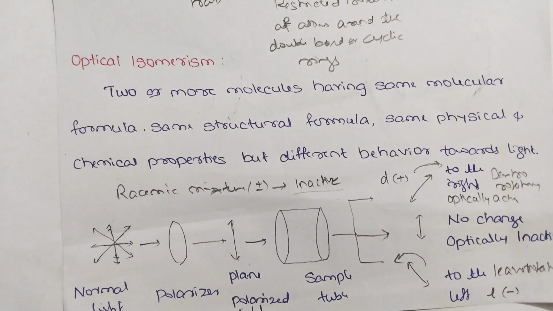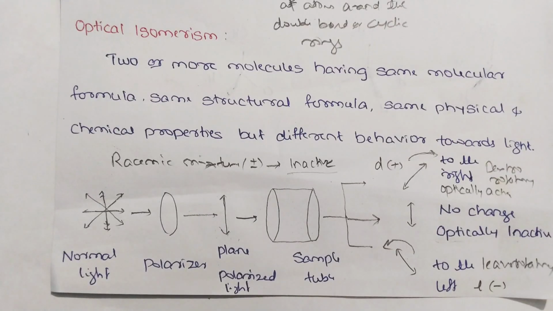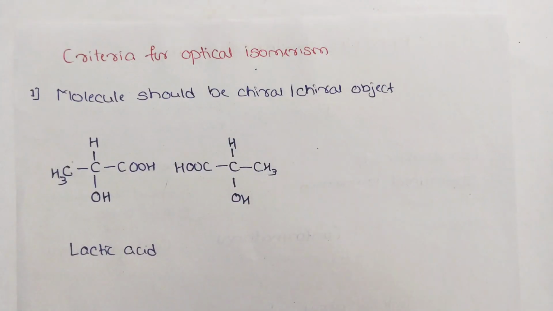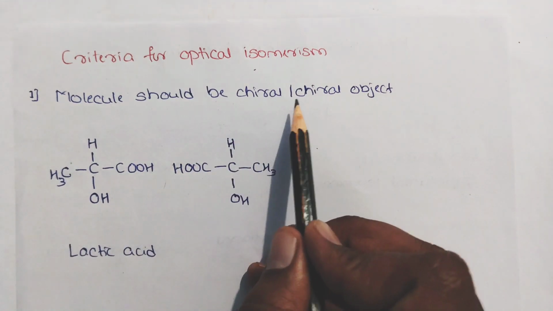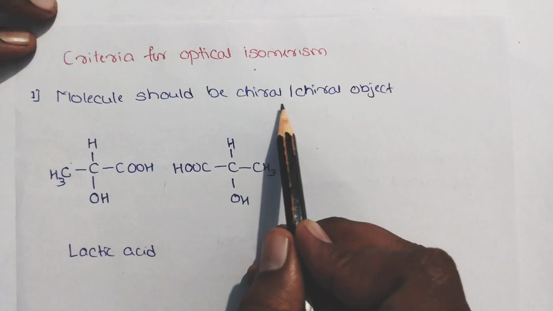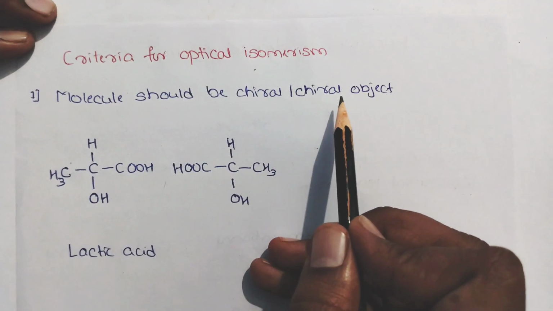This is about optical activity. Then how can we tell, by looking at the molecule, whether it is optically active or optically inactive? There are some rules or criteria for a compound to be called optically active. Let's see the criteria for optically active compounds. The first criterion for a molecule to show optical activity is that the molecule should be chiral, or there should be a chiral object.